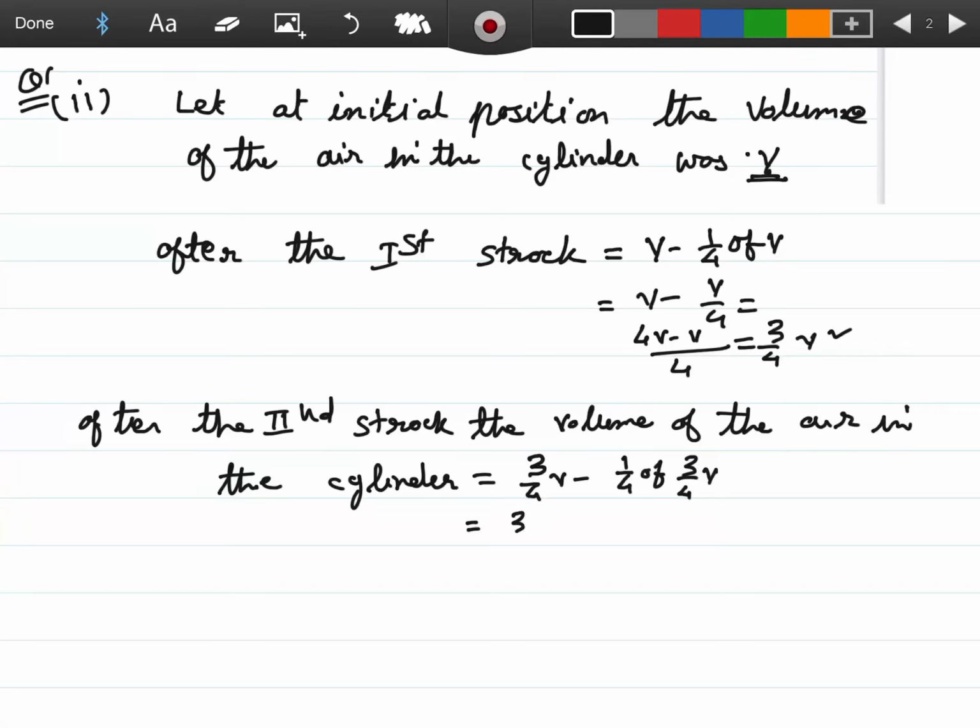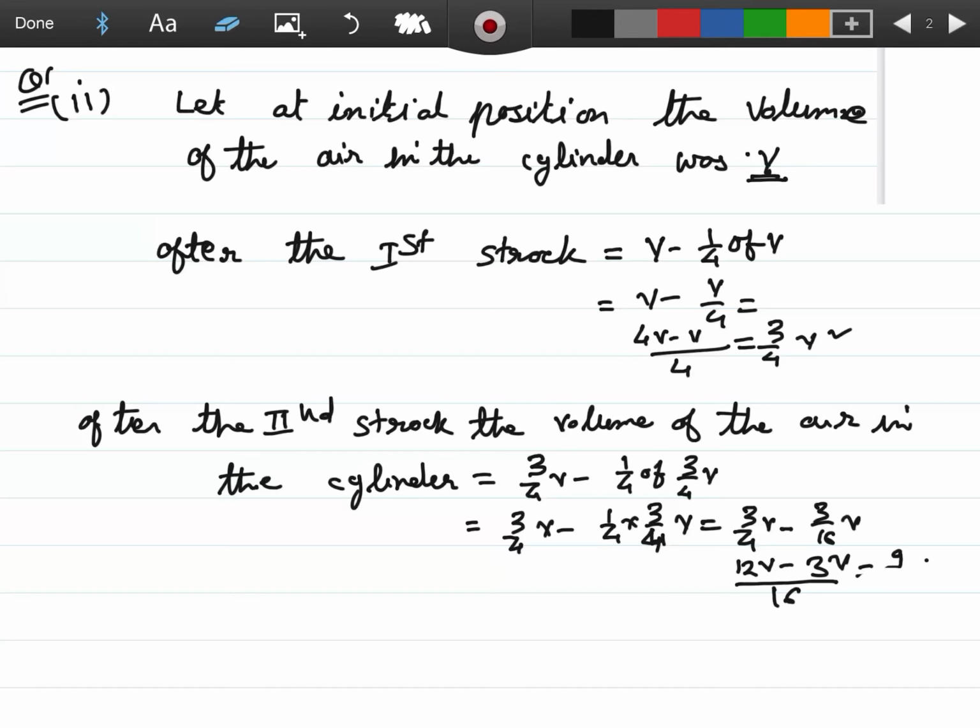That is 3/4 V minus 1/4 into 3/4 V, which is equal to 3/4 V minus 3/16 V. The LCM will be 16. 4 4s are 16, 4 3s are 12. 12V minus 3V, that is 9V upon 16. 9/16 V can be written as (3/4) squared V. So after the second stroke, the volume of the air remaining is (3/4) squared V.